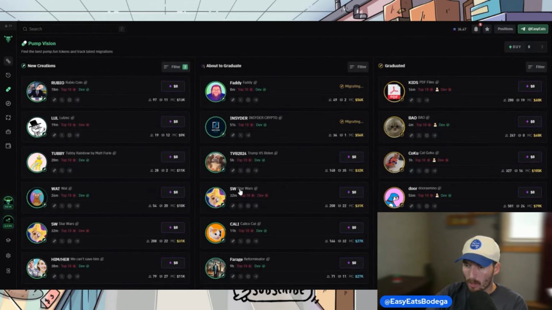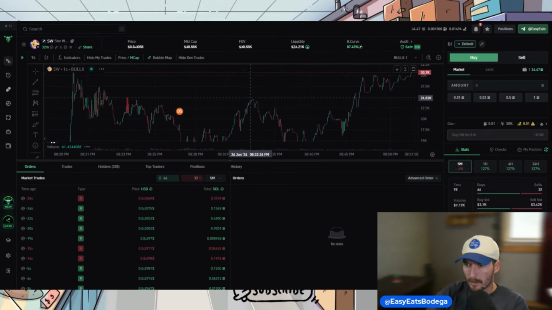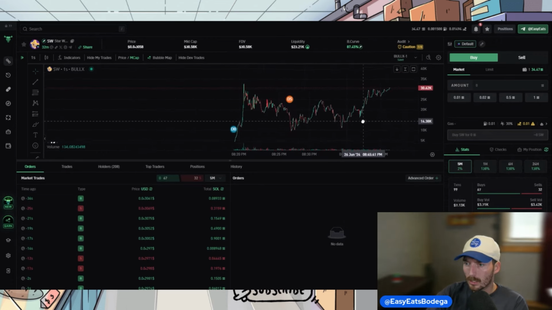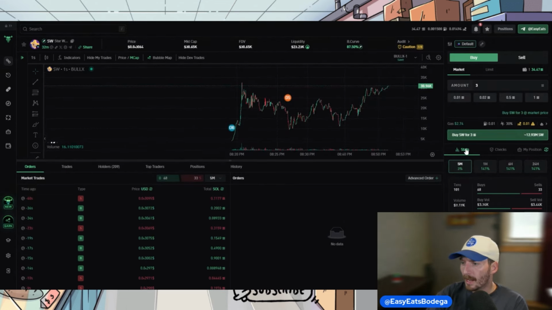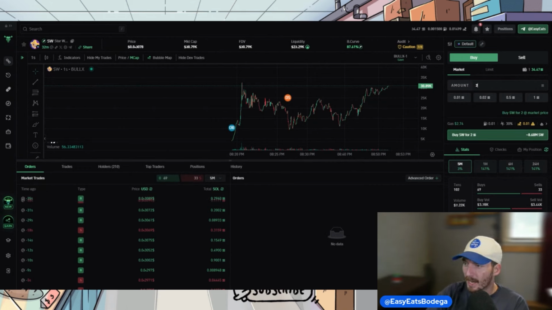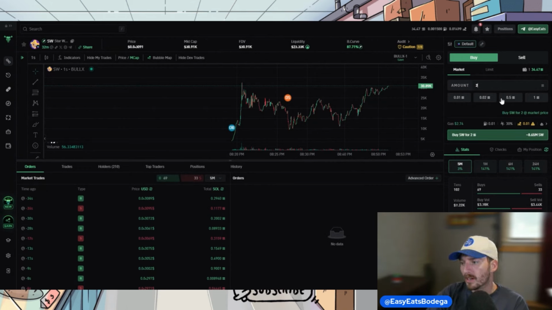So maybe this Star Wars one's a little interesting. Take a peek at this chart. Dev sold, coin rallied. So let's take a buy here. On the right here, we have these buys and sells. What I like about this, I can set any amount of Solana I want to buy. You can predefine these as well.